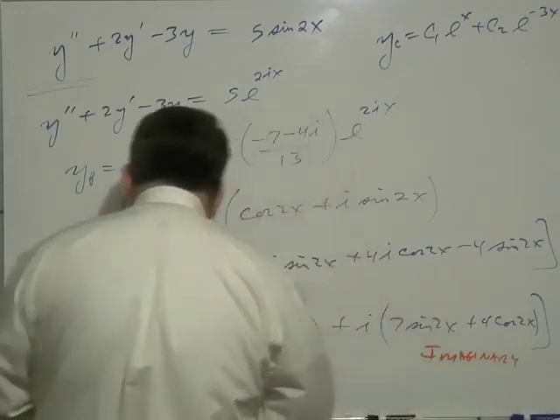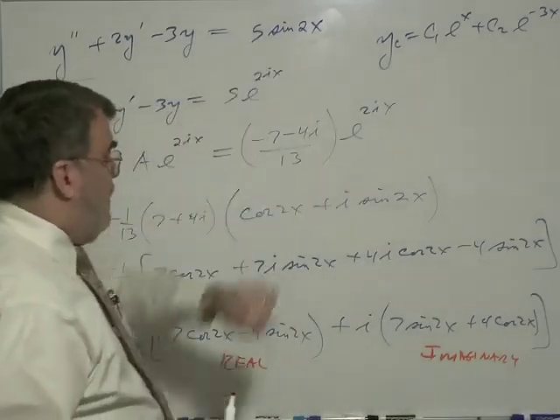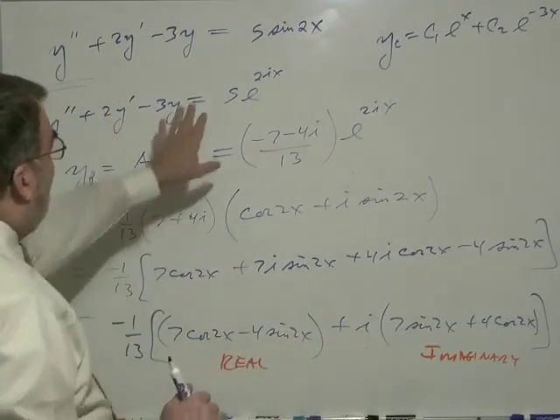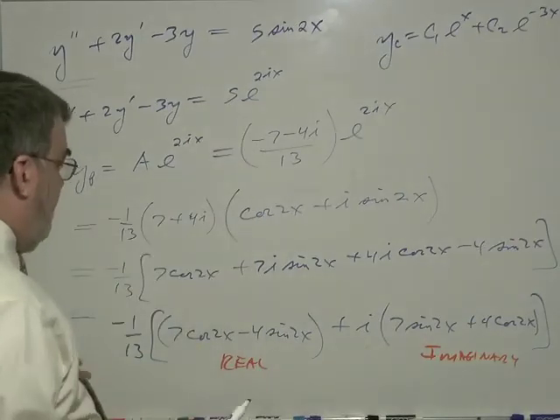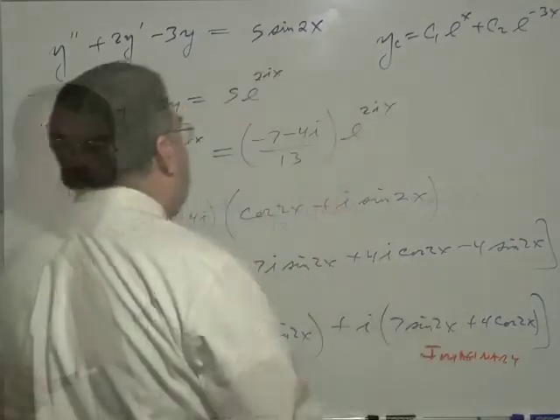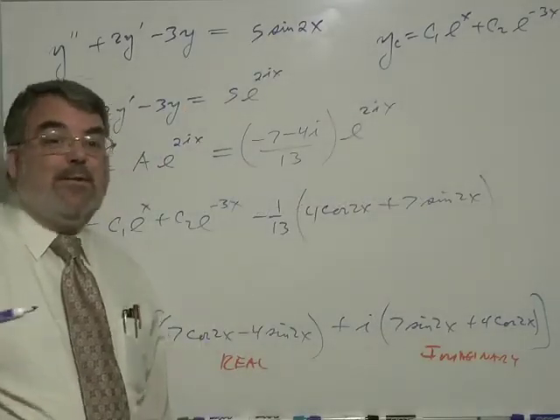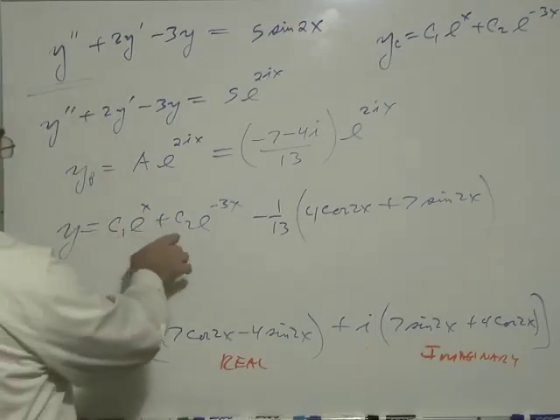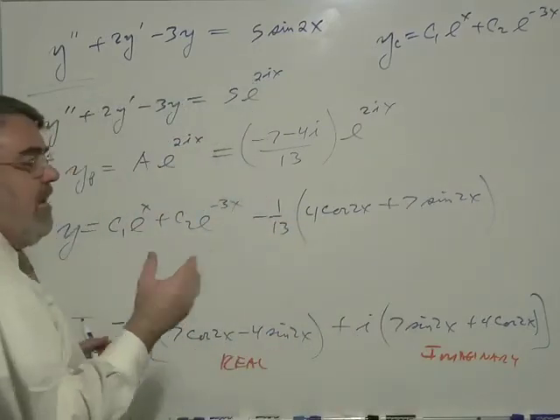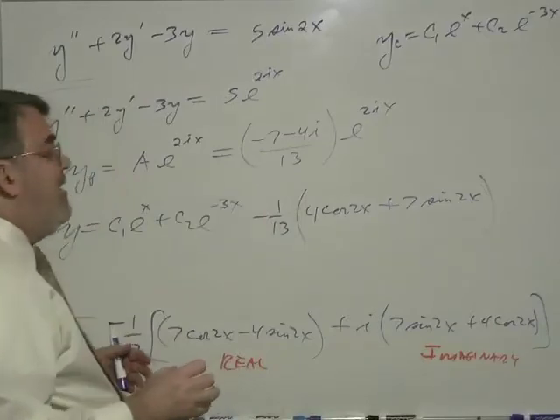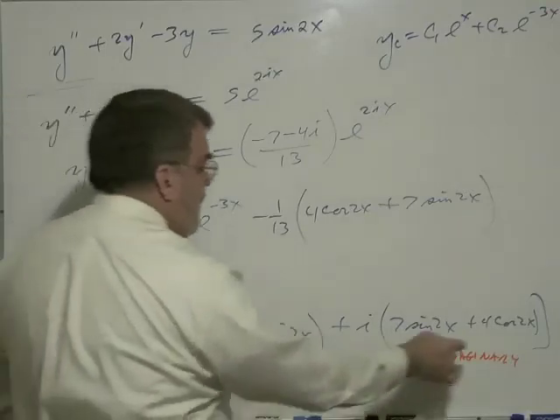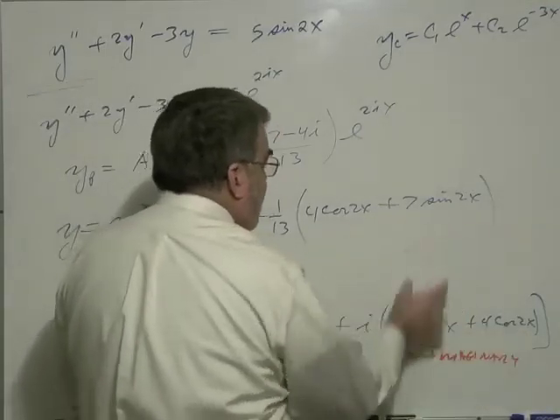And we had decided at the beginning of the problem that the solution to this equation is going to be the imaginary part of this solution. So let's do a little erasing one more time, and I'll write out the full answer. And so here's our general solution. y is c1 e to the x plus c2 e to the negative 3x. That's our complementary. And then our particular solution was the imaginary part of this solution. So it's minus 1/13 times, and I reorganize this, 4 cosine 2x plus 7 sine 2x.